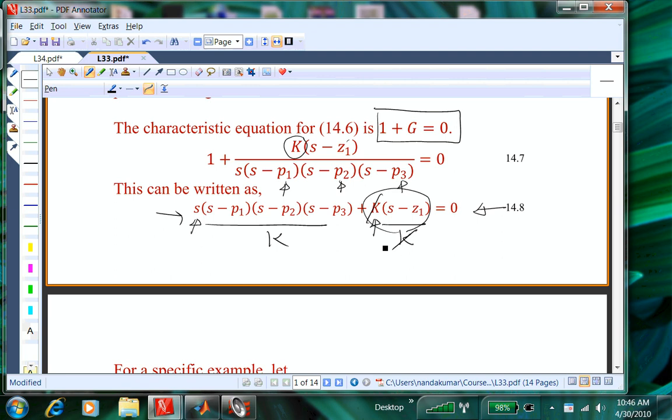Okay? So, s equal to z1 is one of the solutions. So, one of the roots of that equation must be the zero. Okay, so always when you have a numerator which is first degree and denominator which is a higher degree, at least one of those poles must connect to the zero. We'll see later on when the numerator is second degree, two of those poles will connect to the zero. Okay?